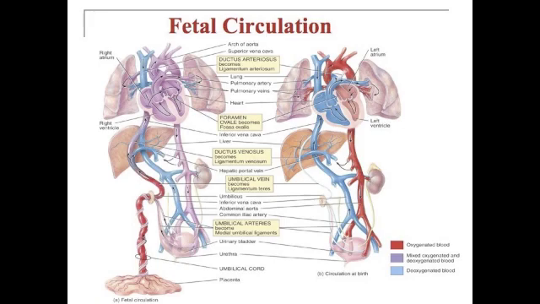It differs from the postnatal circulation because the lungs, kidneys, and digestive canal organs do not begin to function until birth. The fetus obtains oxygen and nutrients from the maternal blood and eliminates carbon dioxide and wastes into it.